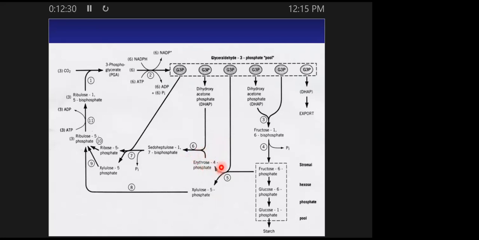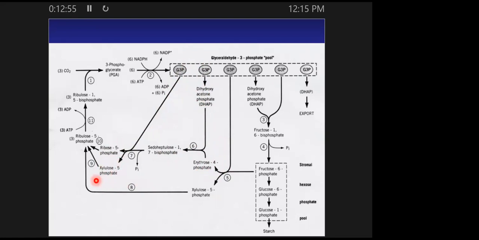So what you could do is you see another G3P coming in and reacting with that 4 carbon. So that gives you 7, the sedoheptulose 1,7-bisphosphate, that's 7 carbons. That's going to react with another 3 carbon, so 7 plus 3, now you're up to 10. And if you divide that by 2, you get 2 5 carbon molecules.